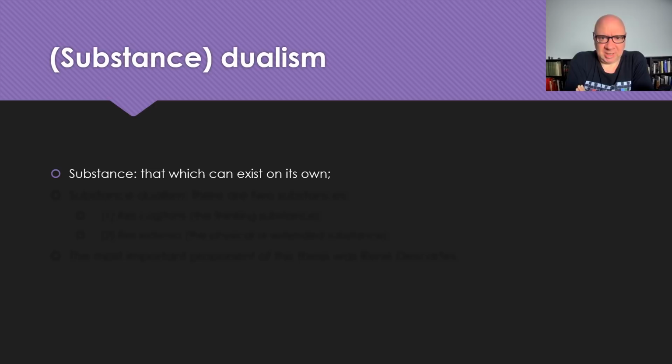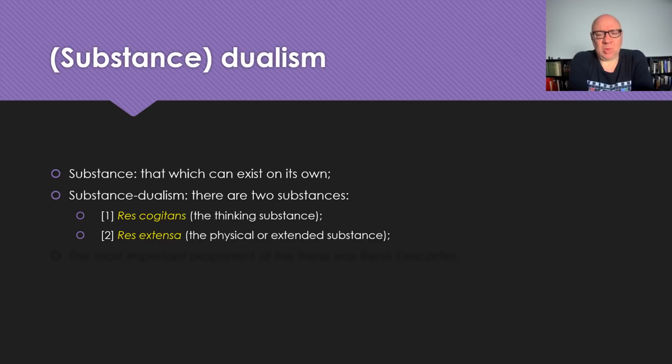And substance dualism basically claims that there are two substances, hence dualism, and a substance is that which can exist on its own. So it doesn't need anything else to exist. Well, what are the two substances? These are the res cogitans, the thinking substance. So it's a substance that can think, and that's just a thing that can exist on its own. It doesn't need anything else to exist. So it doesn't need the physical world, for instance, because there is a physical substance as well, that is res extensa in Latin, and that's the physical or the extended substance, and having extension means having three dimensions, having a place in space, a location in space, and that too is a substance.